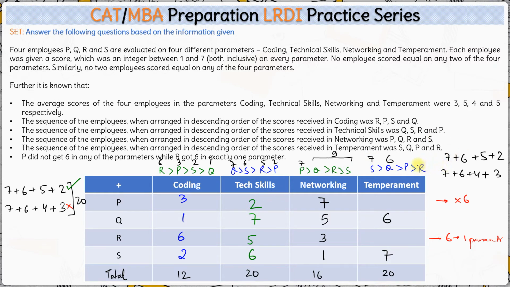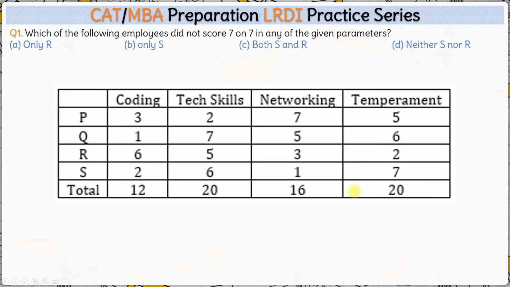Now let's finally look at temperament. In temperament, P and R can either have 5, 2 or 4, 3. R already has a rating of 3 in networking. So R cannot have a rating of 3 in temperament, since R is the lowest here. R can only have a rating of 2 in temperament. So R gets 2 in temperament and P gets 5 in temperament. With this, we have figured out the entire table for which employee gets what rating in each of these 4 parameters. Okay. So let's look at the questions now.